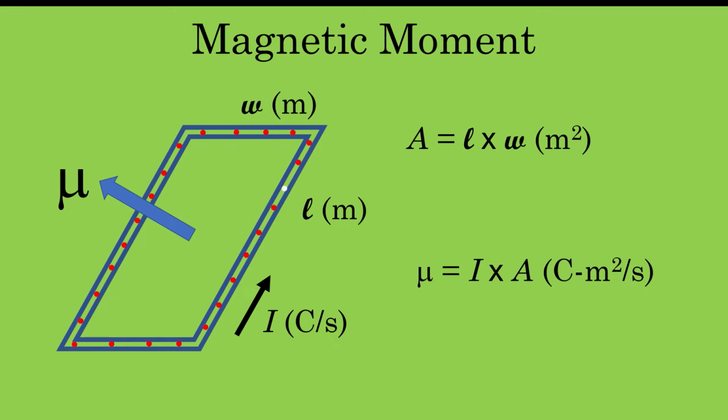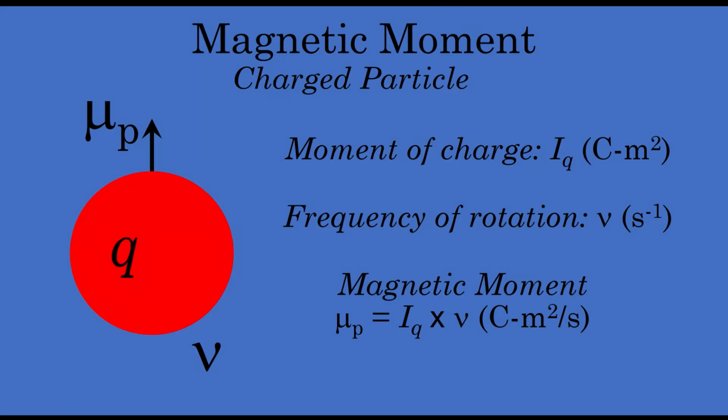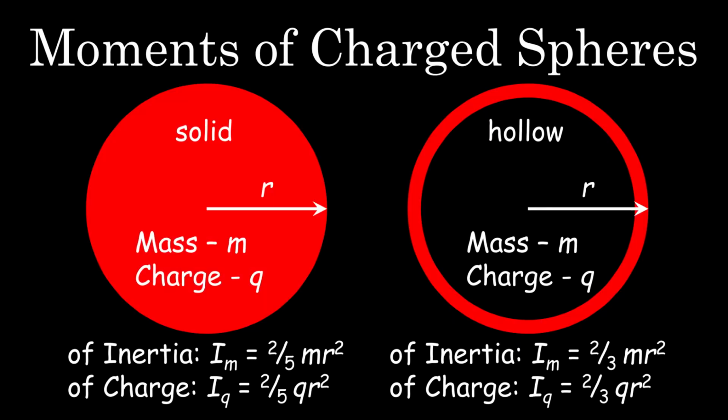In a wire loop, the magnetic moment is the electric current flowing through the loop in coulombs per second times the area of the loop in meters squared, producing a quantity with units coulombs meters squared per second. For the magnetic moment of a spinning charged particle, these units more likely result from the moment of charge of the particle, coulombs meters squared, times the particle's frequency of rotation, reciprocal seconds. Here, the particle's moment of charge is the charge analogy of its moment of inertia, replacing the mass of the particle in the inertia expression with its charge.